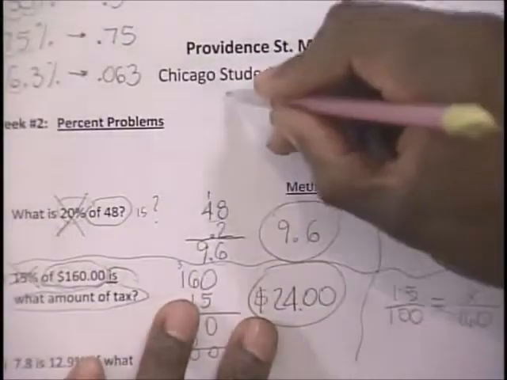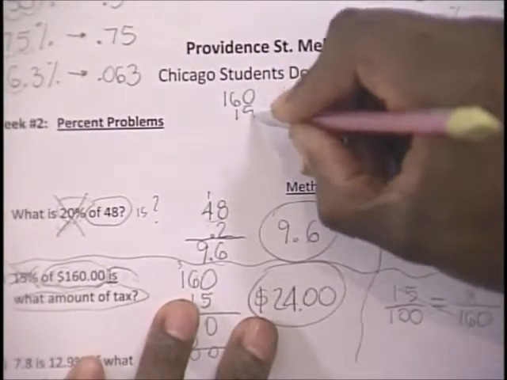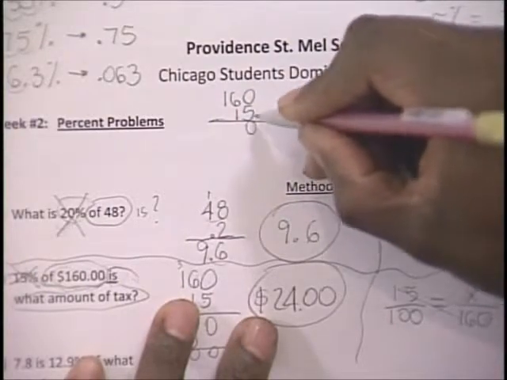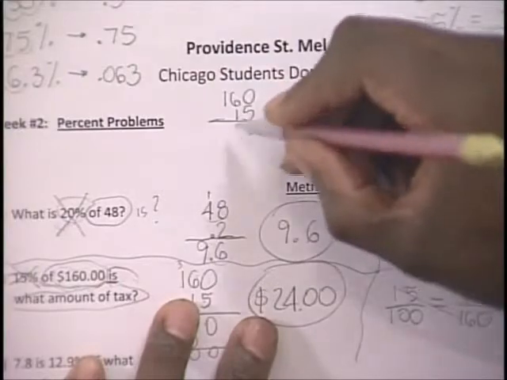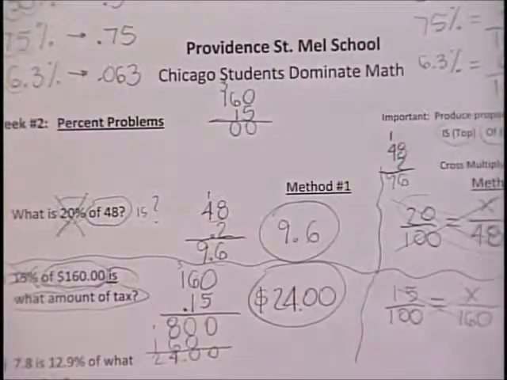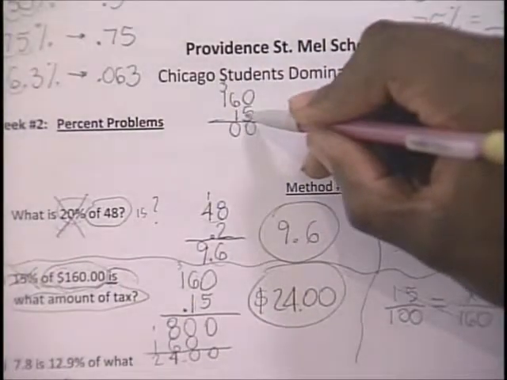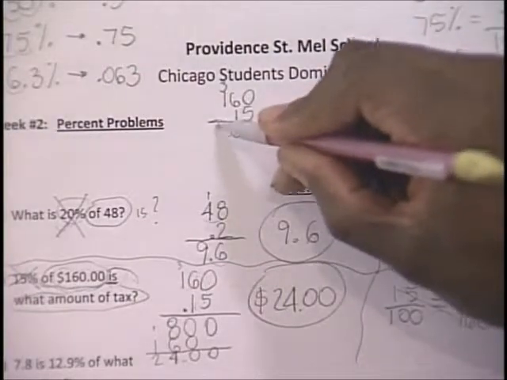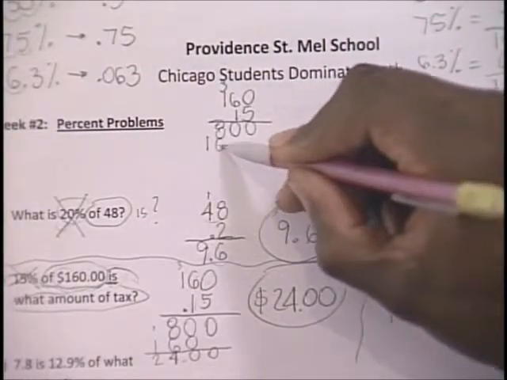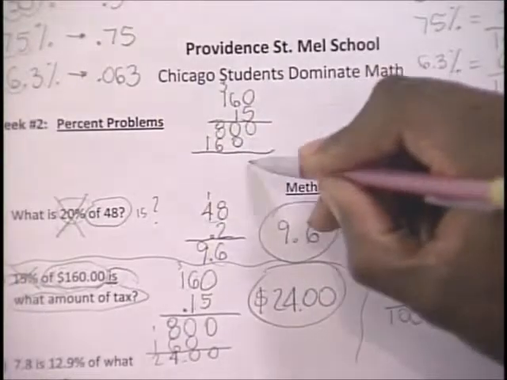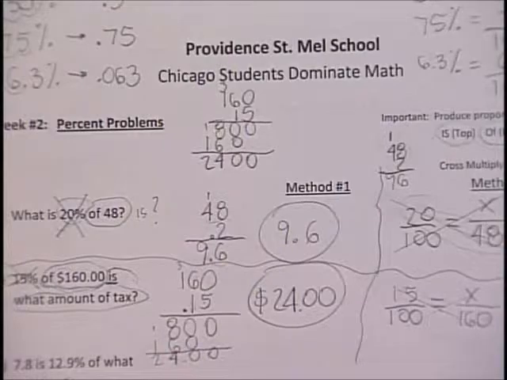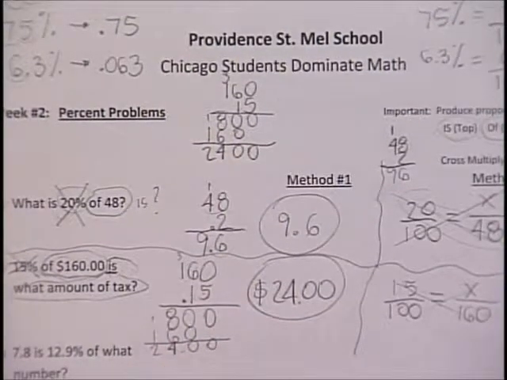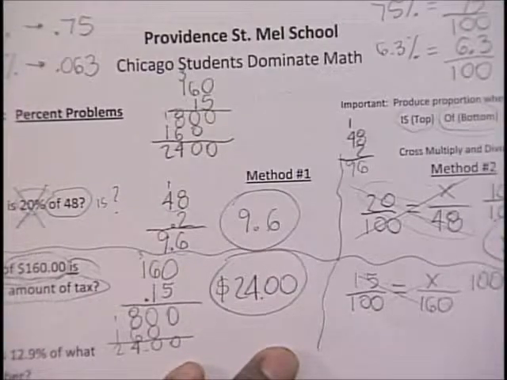All right, let's show a little work. 160 times 15. You multiply, 0 times 5 is 0. 5 times 6 is 30, carry the 3. You get 5 times 1 is 5, plus 3 is 8. And then down here you get 160. Yeah, we did this already. I should have noticed that already. We got 2400.